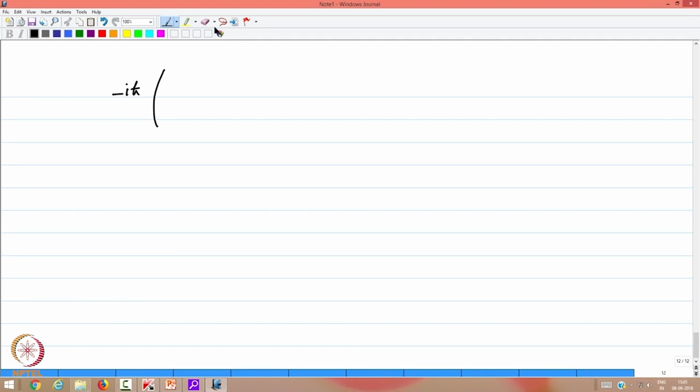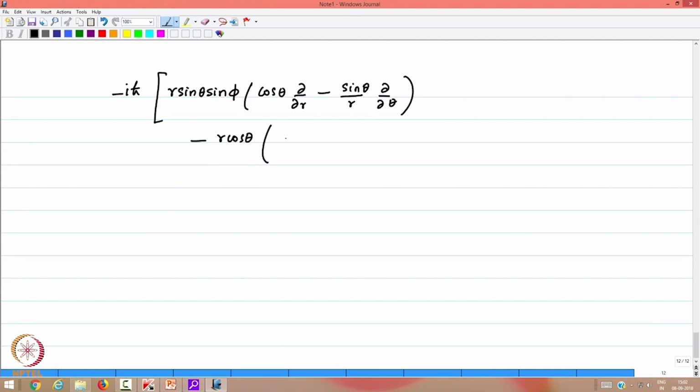So, the first term is minus i h bar, y dou by dou z, which is sin theta sin phi times cos theta dou by dou r minus sin theta by r dou by dou theta, minus the other one, z d by dy, therefore minus r cos theta times sin theta sin phi dou by dou r plus cos theta sin phi by r dou by dou theta plus cos phi by r sin theta dou by dou phi. Okay, this is what it is.